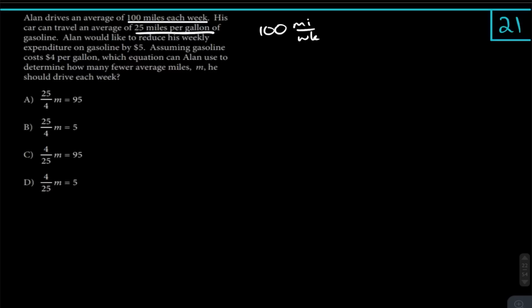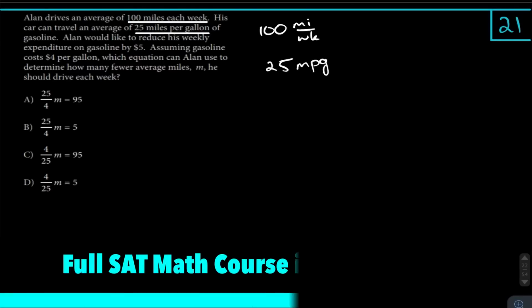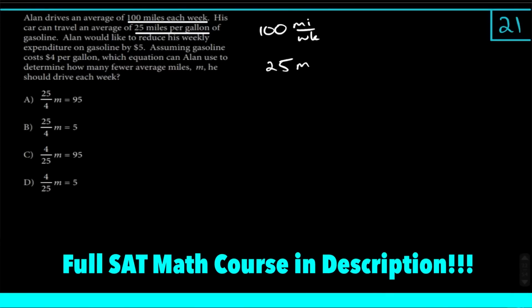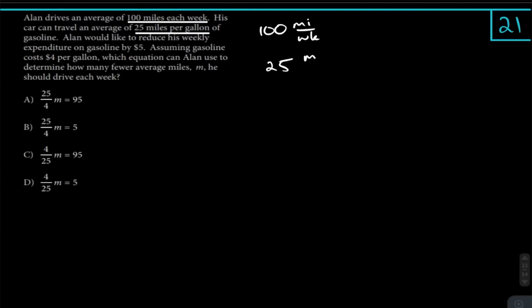We're given 25 miles per gallon. And I think it'd be best, since it looks like we're doing a lot of unit conversion here because we're given a lot of different things with a lot of different units, that we should just write it like that.